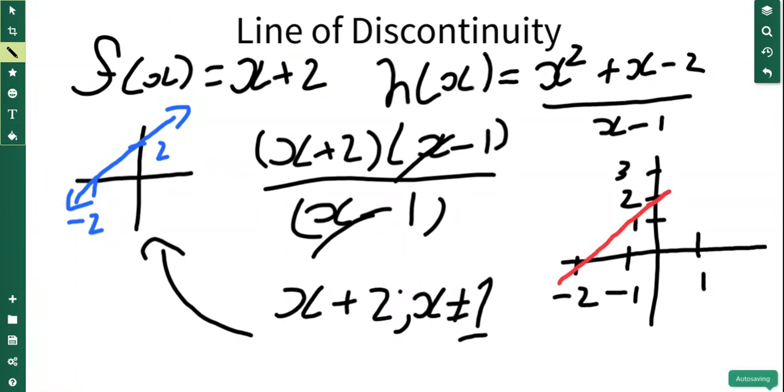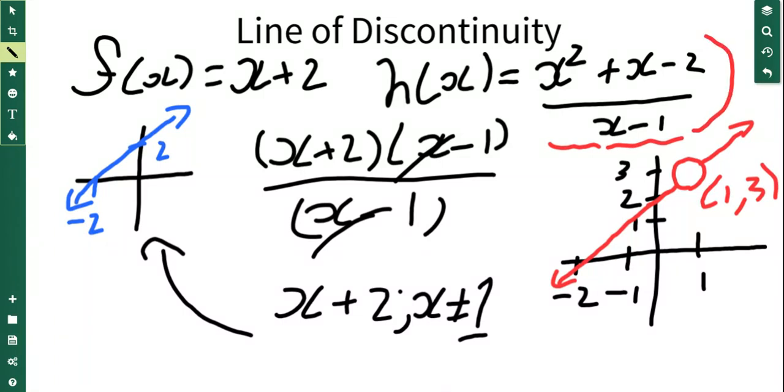However, as x approaches 1, there's going to be a hole right there at the point 1, 3. And that is because if you sub in 1 to the original function, this one right here, then you will not get a value because you'll be dividing by 0. So even though when we simplify it, we get a function x plus 2, the non-permissible value will remain and cause a hole to happen at the point (1, 3).